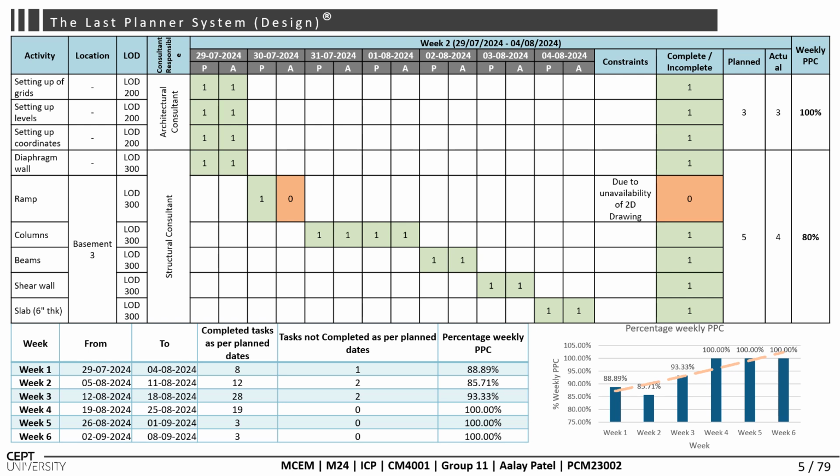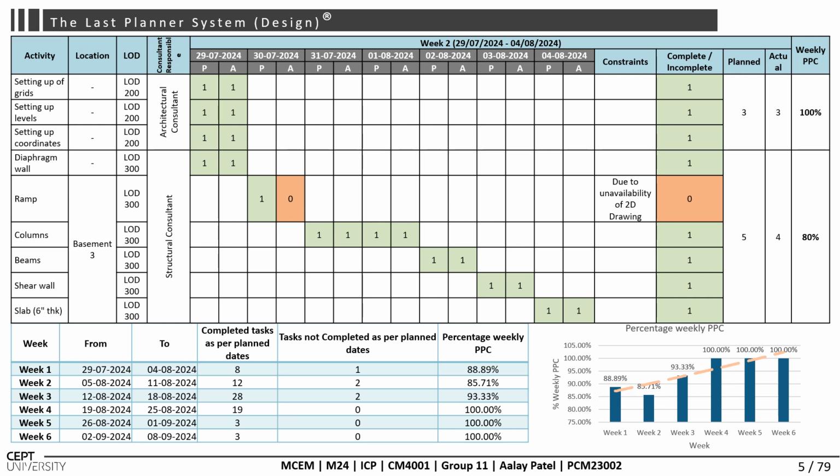For incomplete activities, we also document the constraints that were preventing the activity completion. For instance, the development of the ramp scheduled for 30, 37 was delayed due to the unavailability of 2D drawings. This method ensured transparency in tracking and facilitated quick resolution of identified issues. We also compared planned activities with actual progress to evaluate performance.